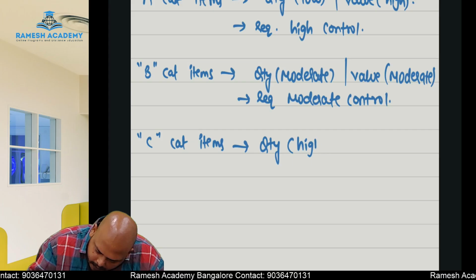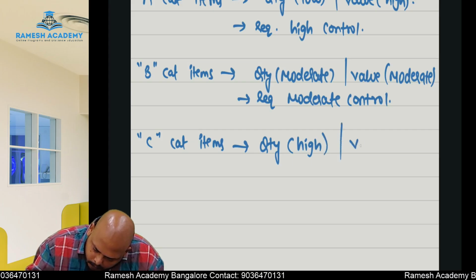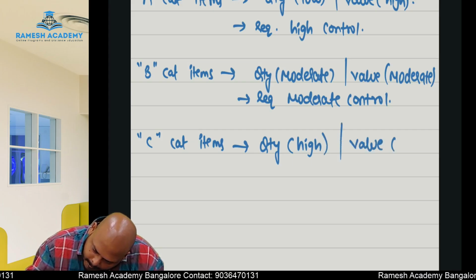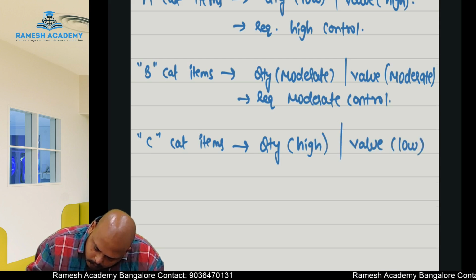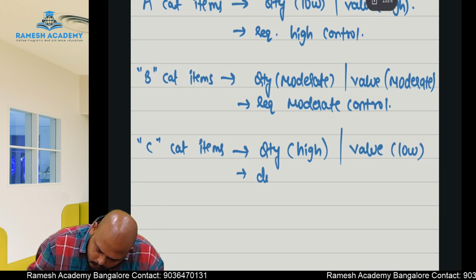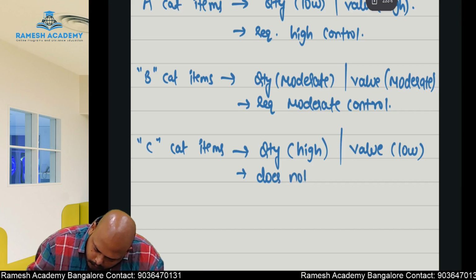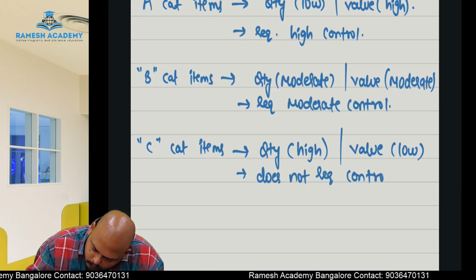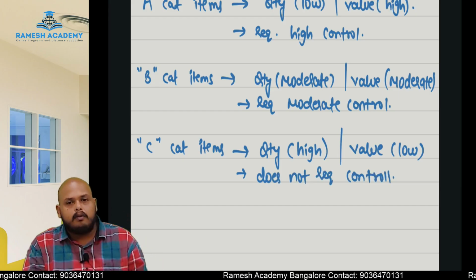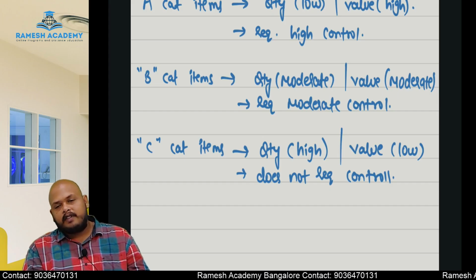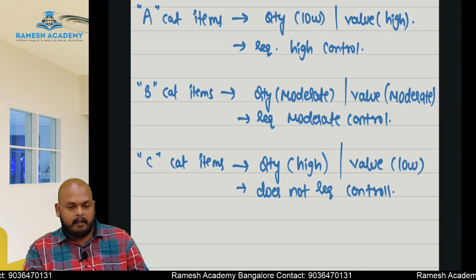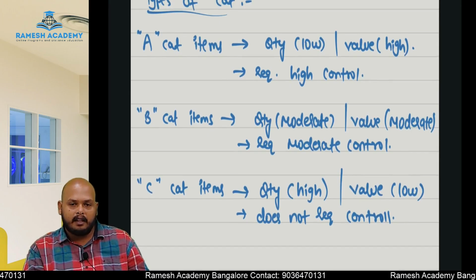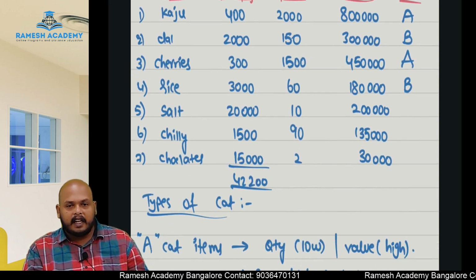Quantity will be high, but the value will be low. It does not require any control. Any item covered under the C category, quantity will be high and the value will be low, so it does not require any control.